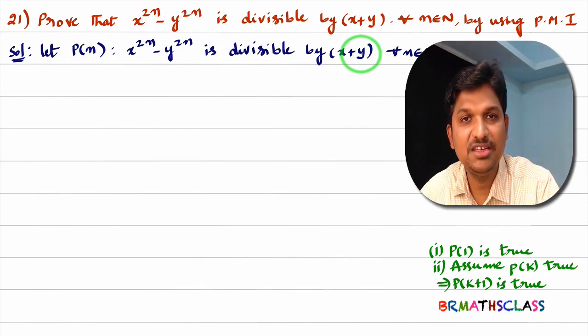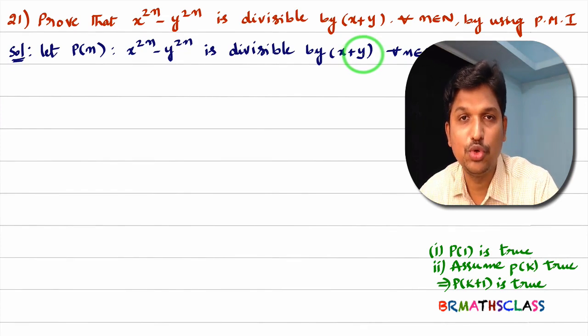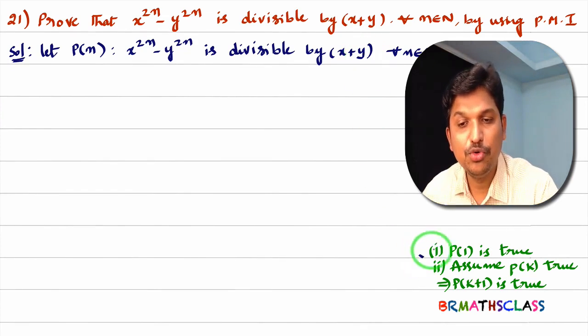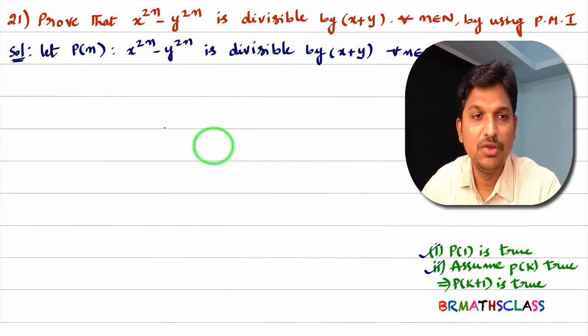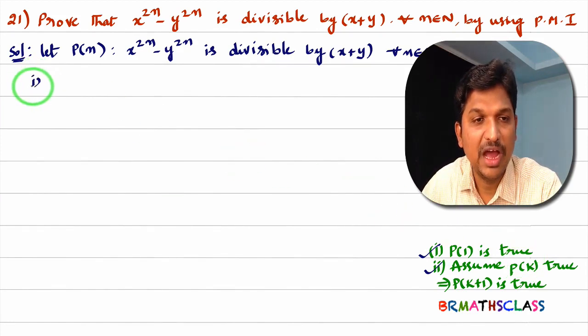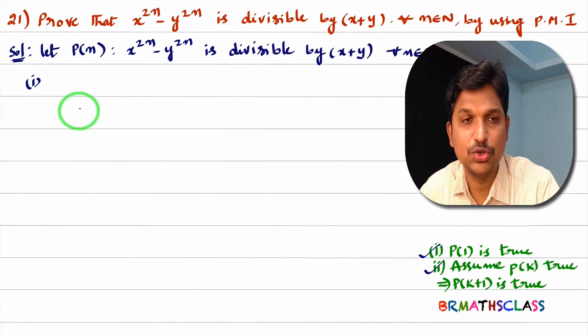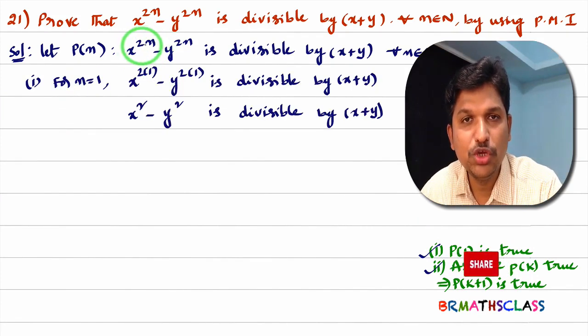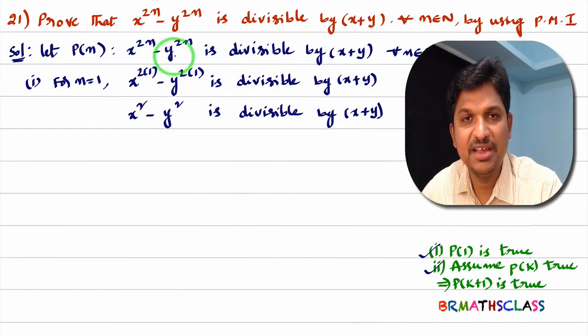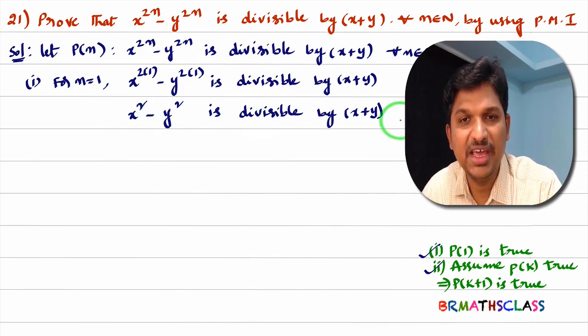To prove any statement by using the principle of mathematical induction, we need to prove 2 things. First, we will prove P of 1 is true. Next, by assuming P of k is true, we will prove P of k plus 1 is true. So, first part of this problem, I want to prove P of 1 is true. See here, in place of n, I wrote 1. x power 2 into 1, that is x square, minus y power 2 into 1, that is y square. x square minus y square is divisible by x plus y.